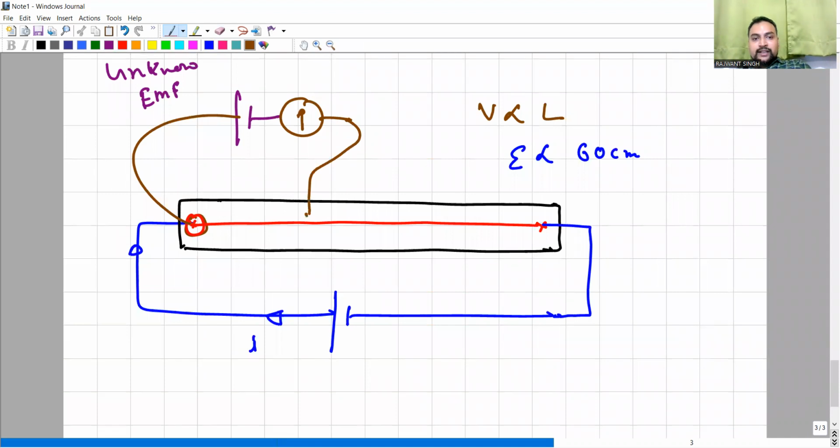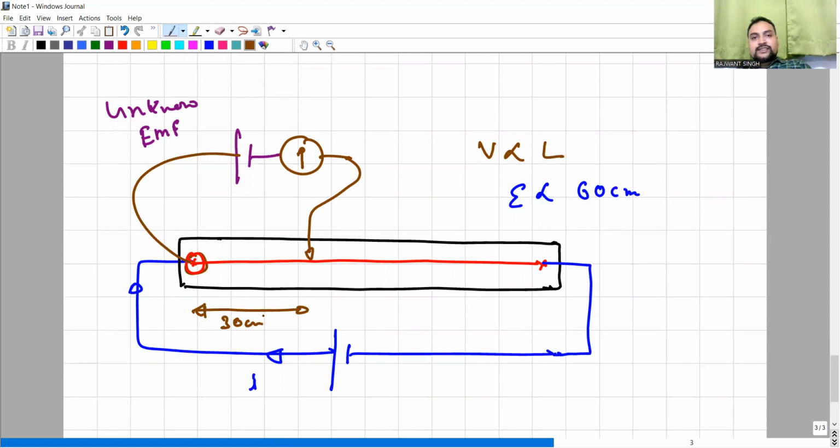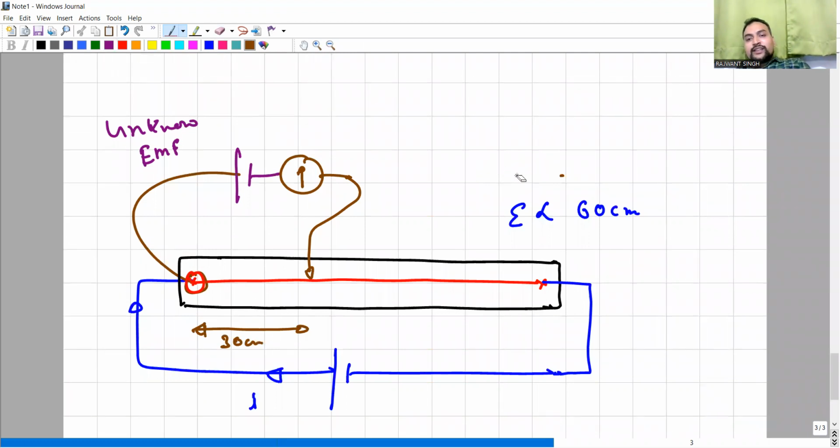So if you do find a null point, let's say at a certain distance here, and you find that this distance happens to be how much? This is 30 centimeter. So again, for this cell also, you can make an equation that the EMF will be proportional to the 30 centimeter. But this EMF will be the known one, and the previous one was the unknown one. So the known EMF proportionality you know, and the unknown EMF proportionality you also know.